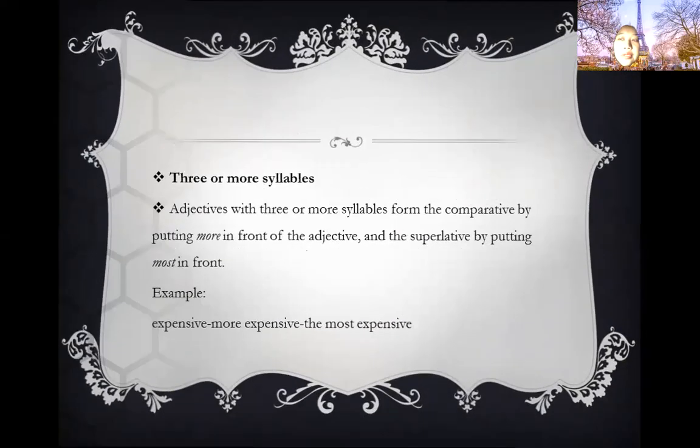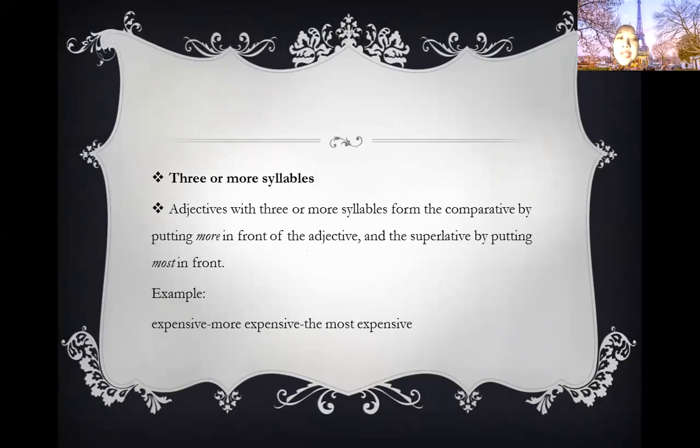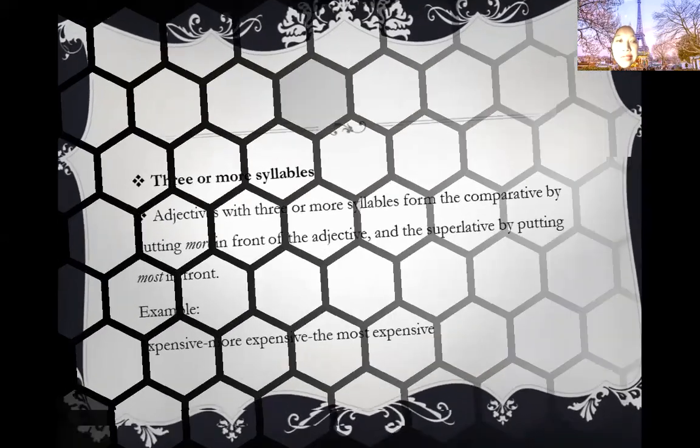How about for three or more syllables? Adjectives with three or more syllables form the comparative by putting more in front of the adjective, and the superlative by putting most in front. Example, expensive, more expensive, the most expensive.